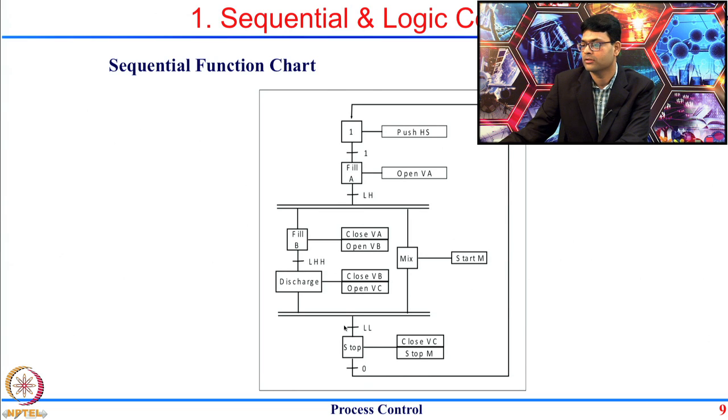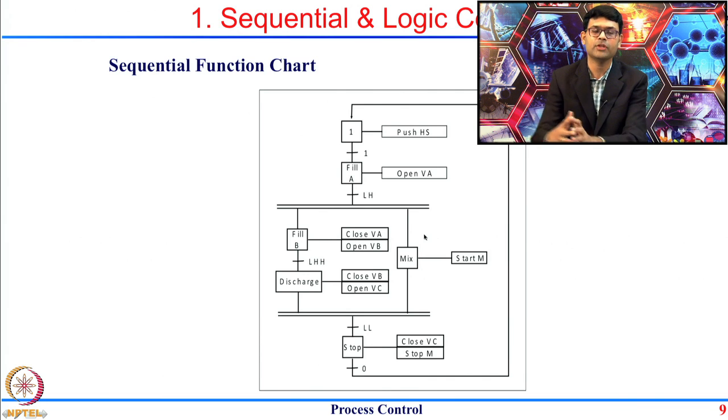reaches LL. So, when the level reaches LL, at that time you have to stop the operation, that means you will close the product valve VC, you will stop the motor, and the signal which will go back is 0, that means the process is stopped and it will go back unless the operator pushes this button, one will not go forward and the process will not start again. So, that is how you can draw a sequential functional chart for such kind of a system.